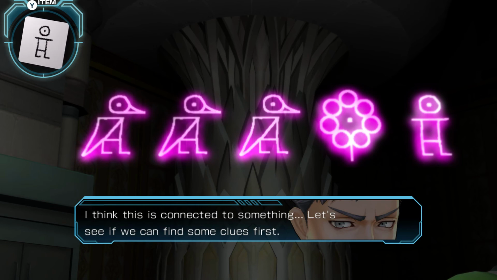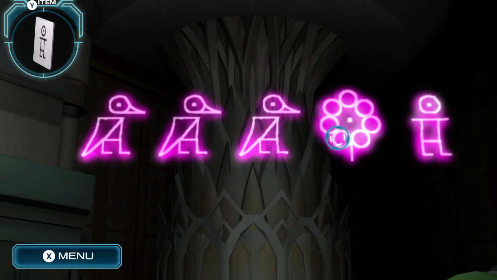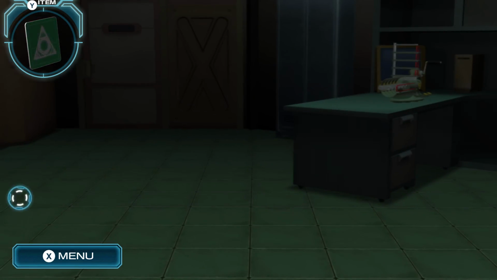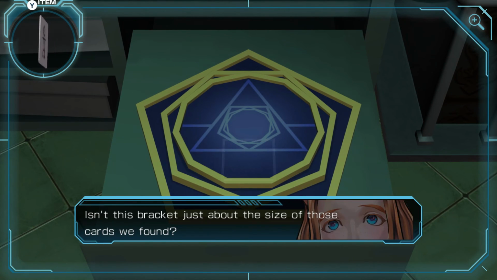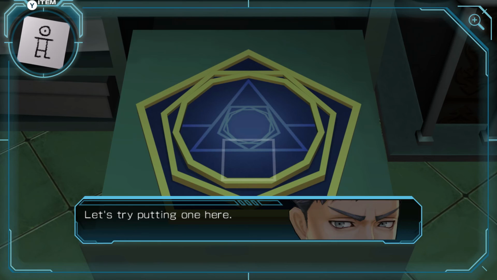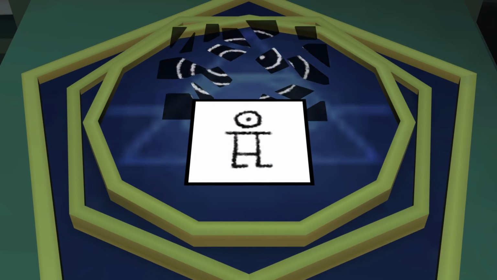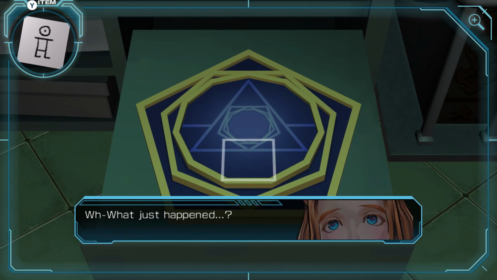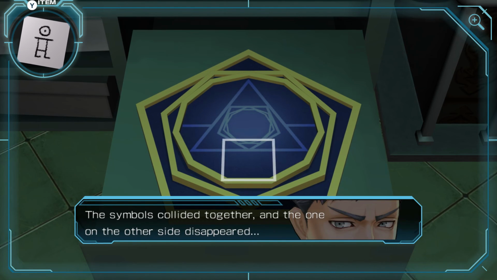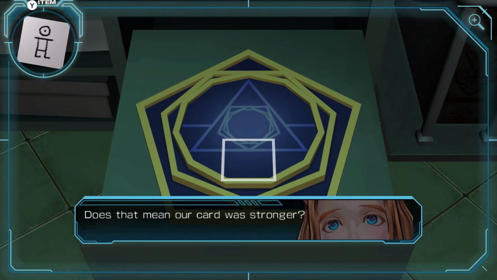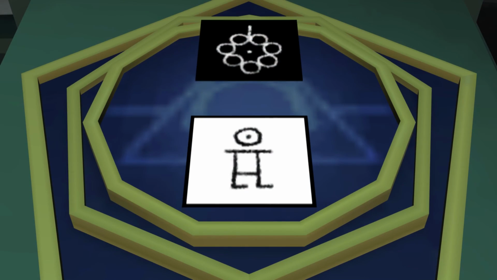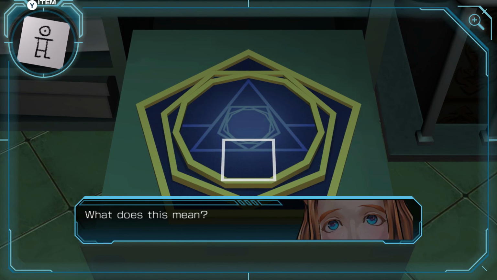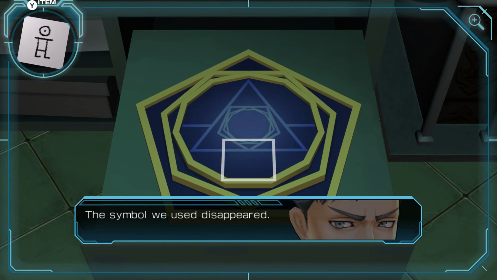I think this is connected to something. Let's see if we can find some clues first. Alright, well, let's take a look at this over here. Oh, it's over here. Is that lit up? Is this bracket just about the same size as the cards we found? Let's try putting one here. What just happened? The symbols collided together, and the one on the other side disappeared. Does that mean our card was stronger? What does this mean? The symbol we used disappeared.